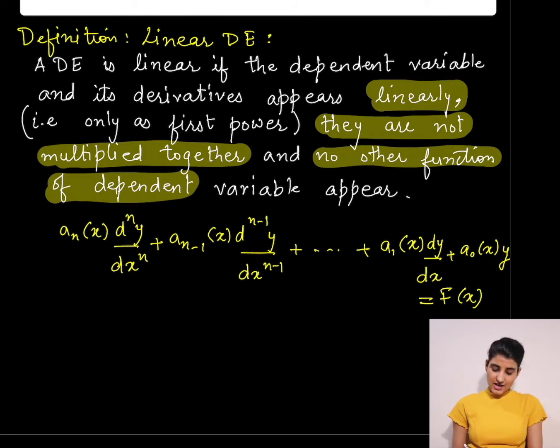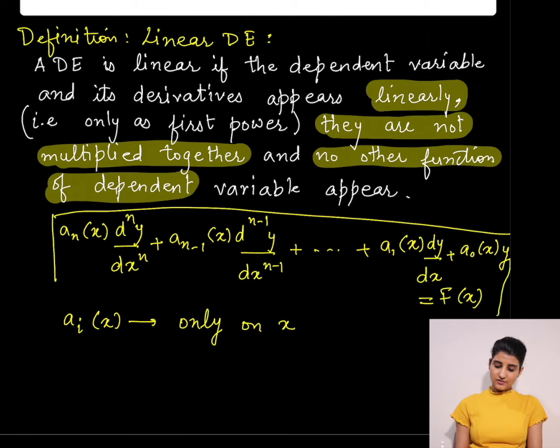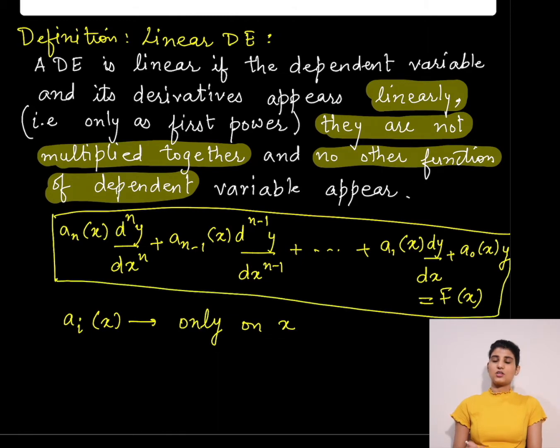These terms a_i should depend only on x, and the dependent variable y appears only in the first power. No higher power is allowed. Terms like y dy/dx are not allowed. So this is the form of our linear equation. If we have any linear equation, we can write that equation in this form.